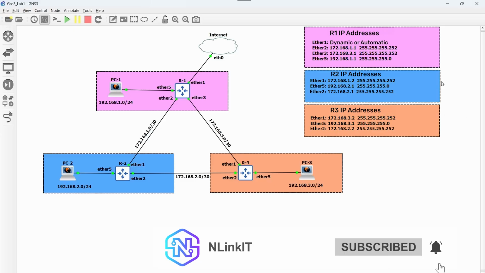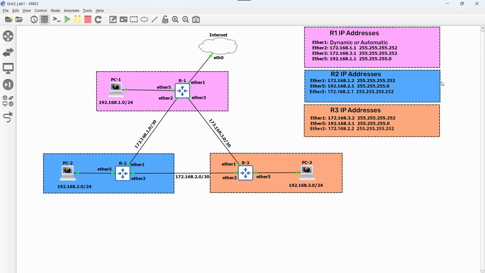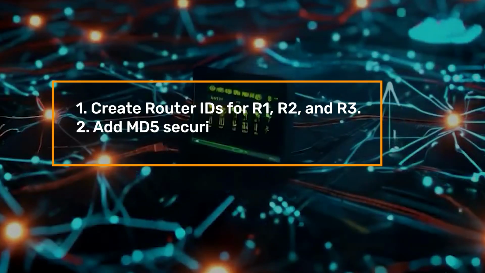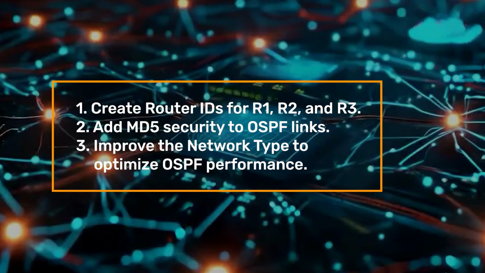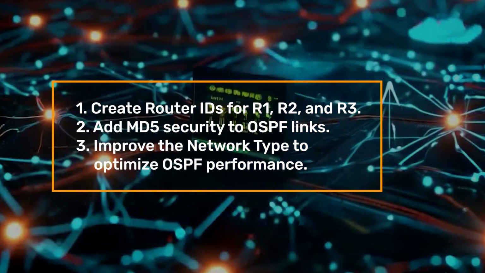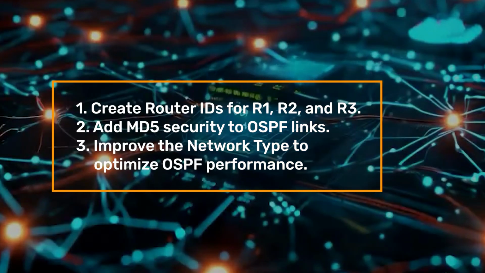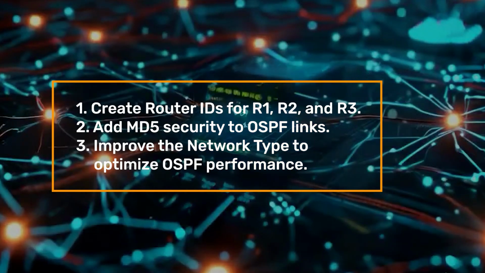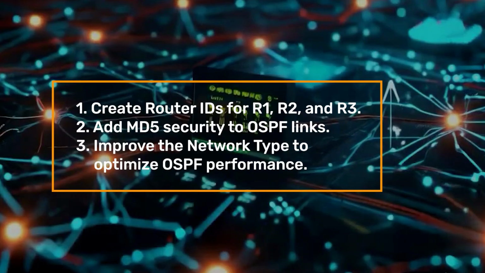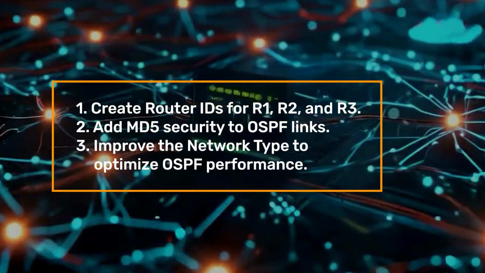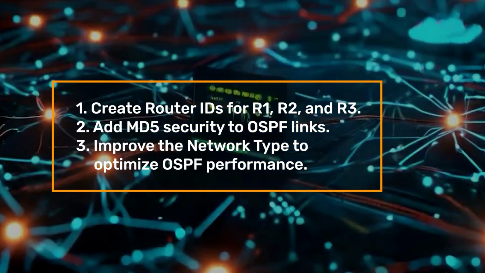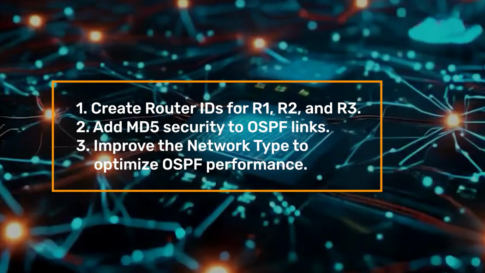But in today's video, I will show you how to improve the configuration we have from the previous video. The topics for this video will be three. The first topic will be how to create the router ID, or the identification, for all routers R1, R2, and R3. The second topic will be adding MD5 security to the OSPF links we have so far. And point number 3 will be improving the network type in order to optimize OSPF's operation.